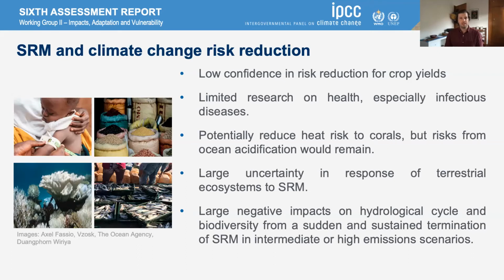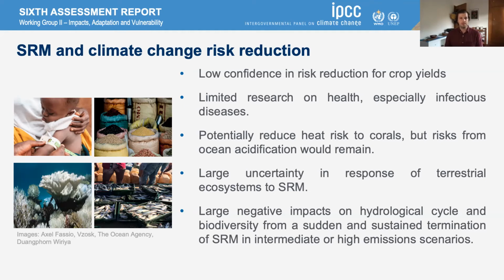In the case of specific sectors, there is low confidence in the potential risk reduction for crop yields from a deployment of SRM. For example, there may be benefits to crops at low latitudes in the tropics from reduced heat stress, but there could be negative impacts on crops at higher latitudes. There are many factors around UV and surface ozone and changes in rainfall that also affect crop growth other than heat, and these need much more research in an SRM deployment context. There's very limited research on health, especially infectious diseases that have high mortality and morbidity, and how a deployment of SRM may affect these diseases.